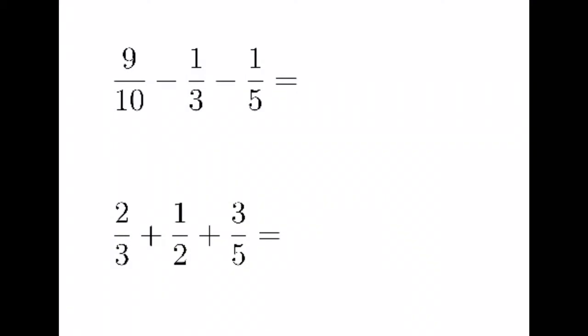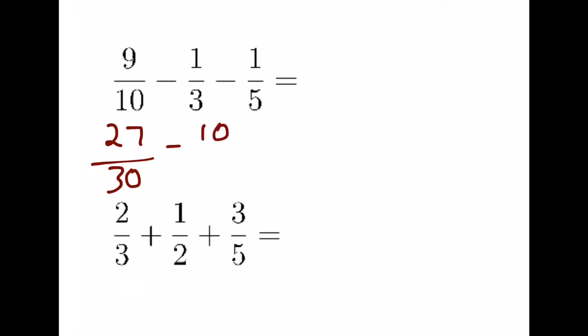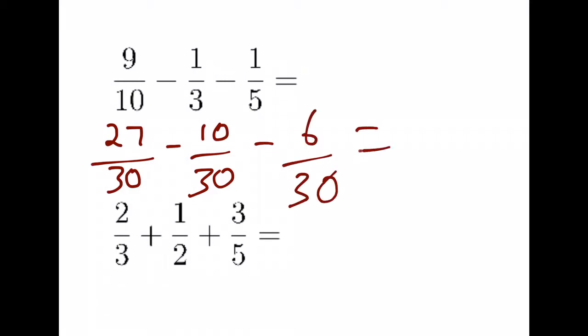9/10, I'm going to triple, and this becomes 27 over 30. 1/3, I'm going to multiply by 10, and this becomes 10 over 30. 1/5, I'm going to multiply by 6, and this becomes 6 over 30. If I subtract straight across, I get 11 over 30.